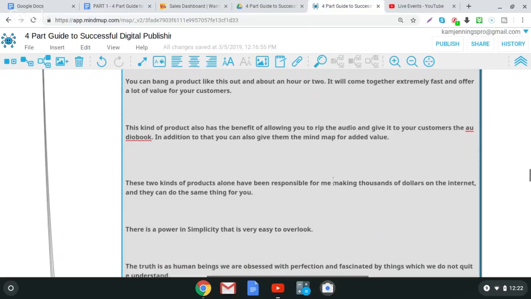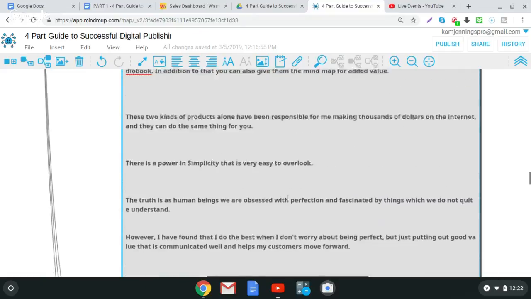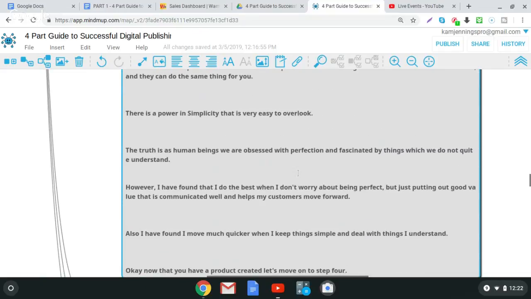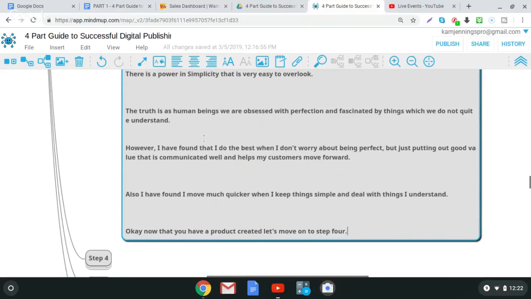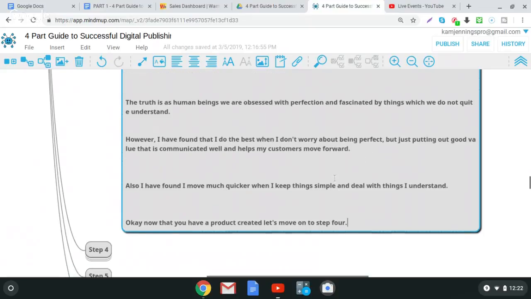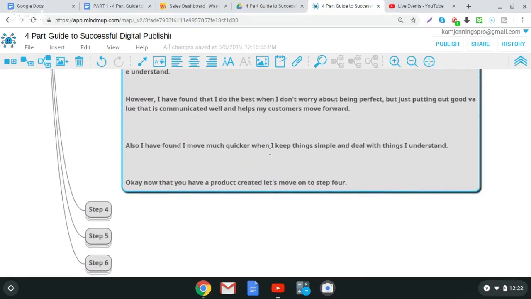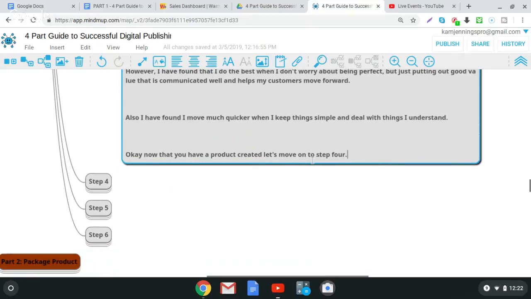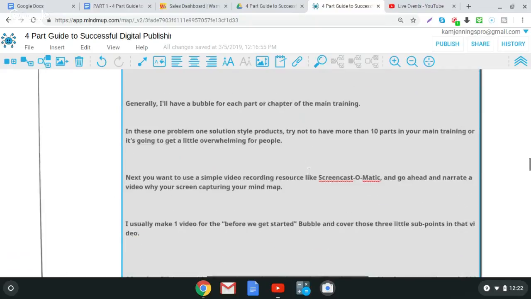There is a power in simplicity that is very easy to overlook. The truth is, as human beings, we are obsessed with perfection and fascinated by the things which we do not quite understand. However, I have found that I do the best when I don't worry about being perfect, but just put out good value that is communicated well and helps my customers move forward. Also, I have found I move much quicker when I keep things simple and deal with things I understand. Okay, now that you have a product created, let's move on to step 4.